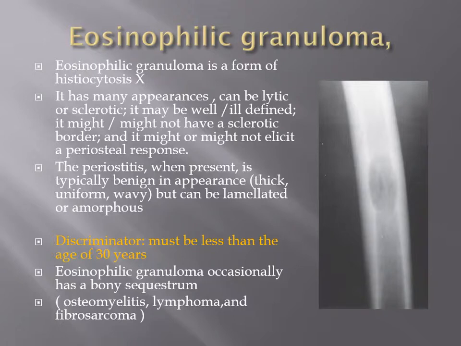Third lesion is eosinophilic granuloma. This is a form of histiocytosis X, and it has many appearances as well: lytic, sclerotic, well-defined, sclerotic border. It may or may not elicit a periosteal reaction.